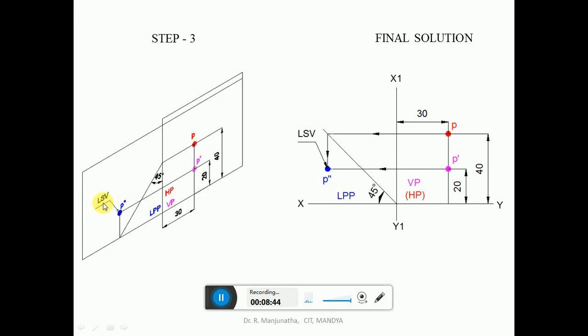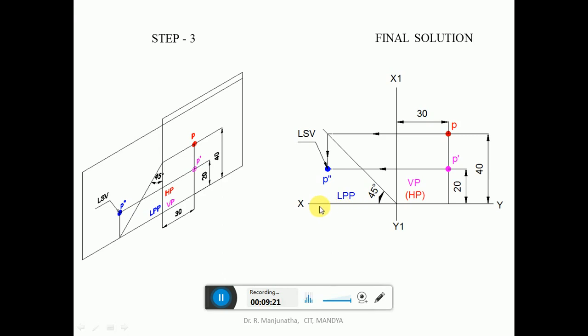The behind LPP condition is going to be satisfied only when you are looking from the left side view. So this is going to be the left side view. This is how the projection of a point in space, above HP by 20 mm, behind VP by 40 mm and behind LPP by 30 mm, has been analyzed. Now we will go to solve the problem in the sketchbook.